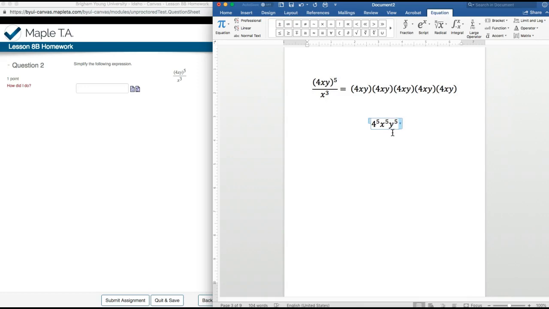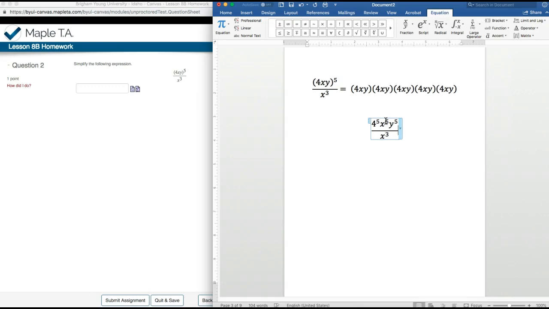Then this entire thing is divided by x to the 3rd, and I have a couple of ways of simplifying this. One way is that I can separate these, and I show 5 x's here and 3 x's down here, and cross out x divided by x is 1, x divided by x is 1, and x divided by x is 1, which crosses out all 3 x's on the bottom, and I'm left with 2 x's on the top.